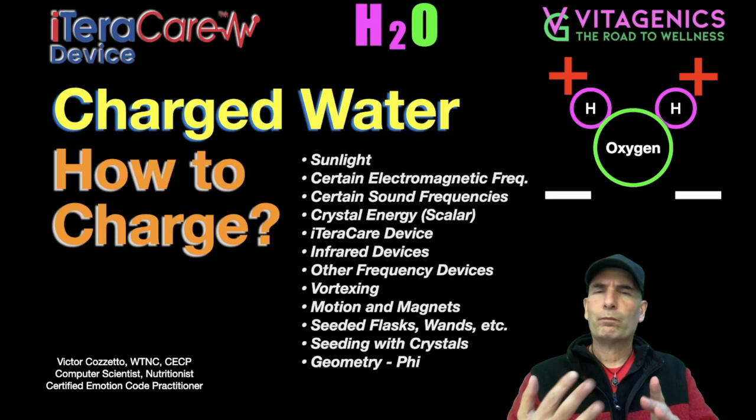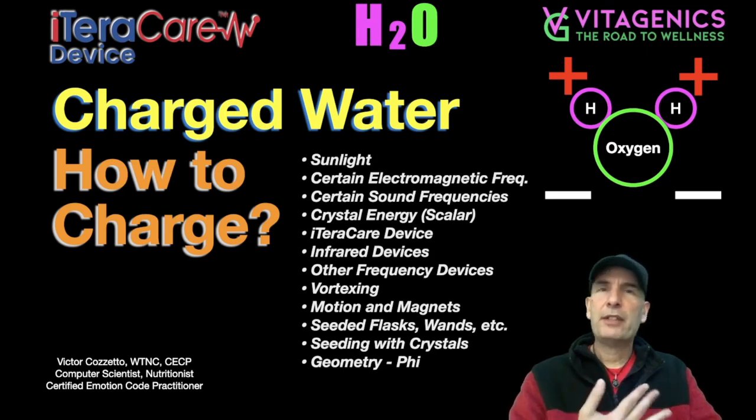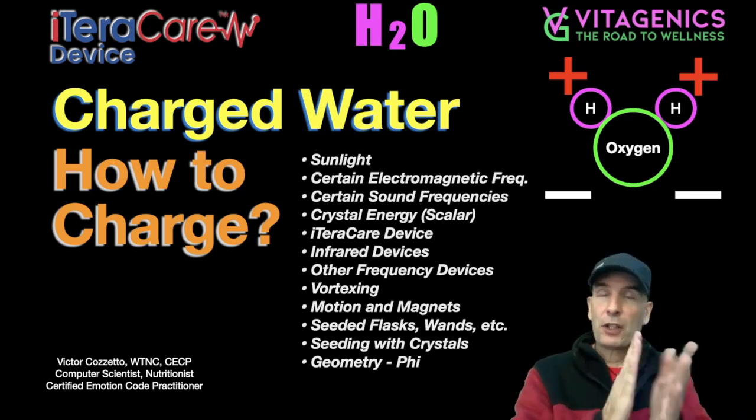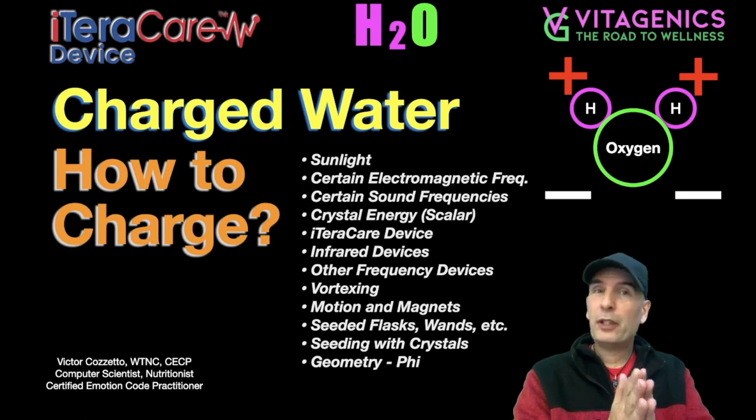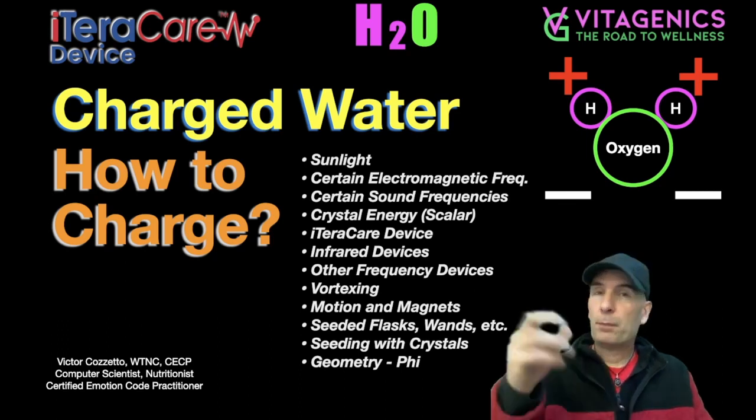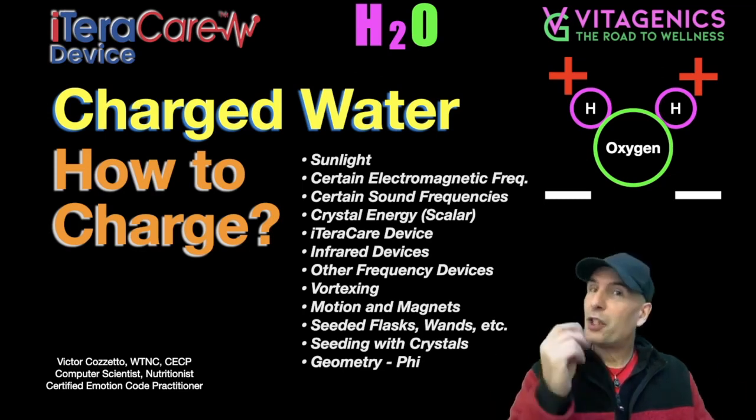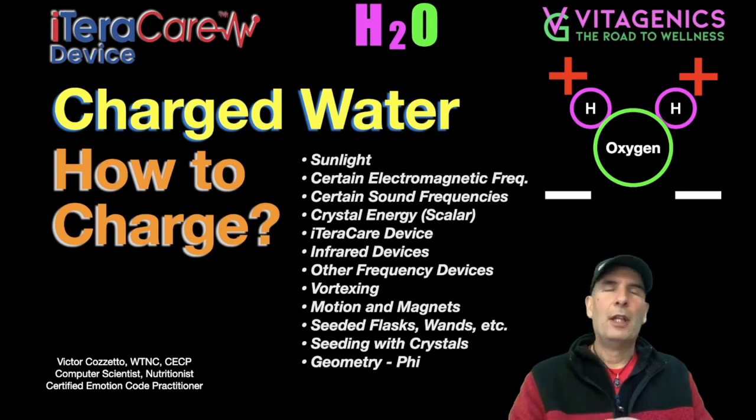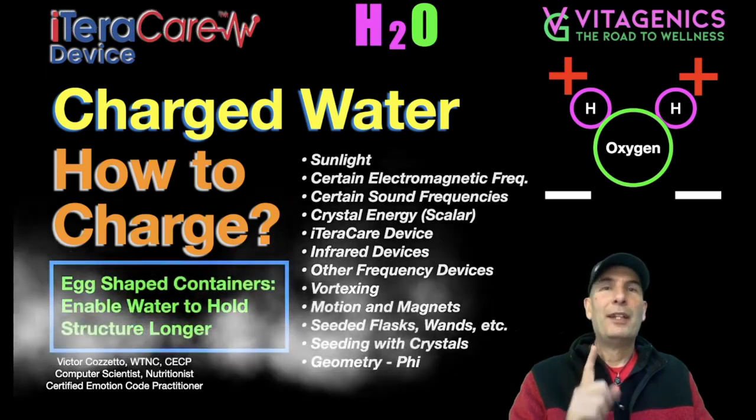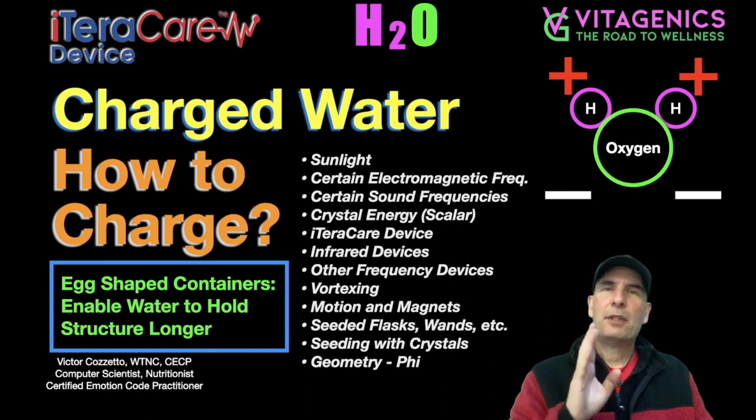There are not only other frequency devices, but there are static devices, meaning flasks and wands and like a surface, a crystal surface. The water will mimic that crystal structure. Okay, so it's a really cool thing. So we can use a good, clean crystal structure to seed the water, whether it's using crystals or certain wands or flasks, etc. All good. So geometry is actually an important factor. And one other hint I'm going to give you here before I end this video, and this is really pretty interesting: egg-shaped containers will help to preserve the structure of water longer.